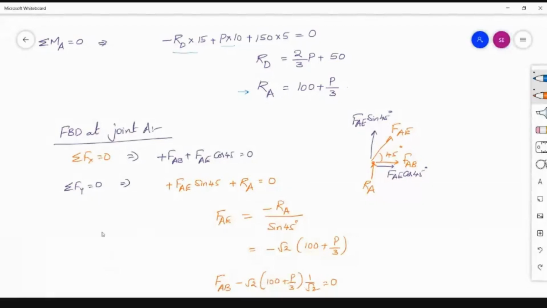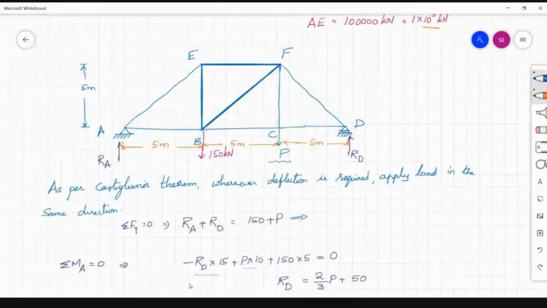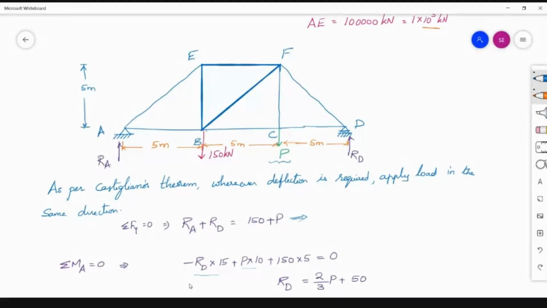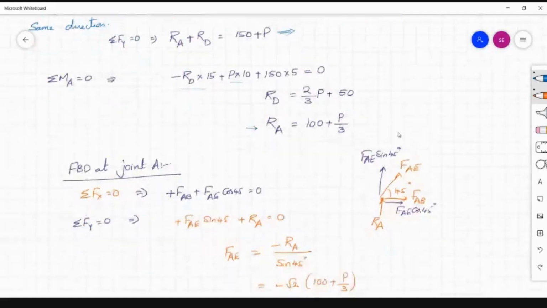Okay. Now, after getting the reactions, we have to move to the forces. Why? Because here we need to get the deflection at C. So deflection at C is nothing but sigma P K L by E. Here P is the force in the individual members. To get the force in the individual members, we first determine them using the method of joints.